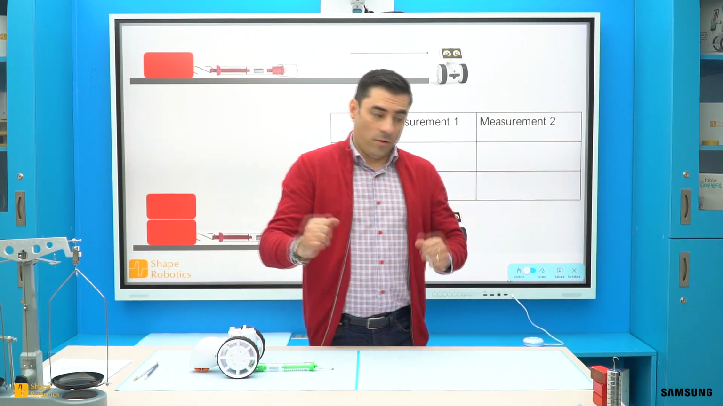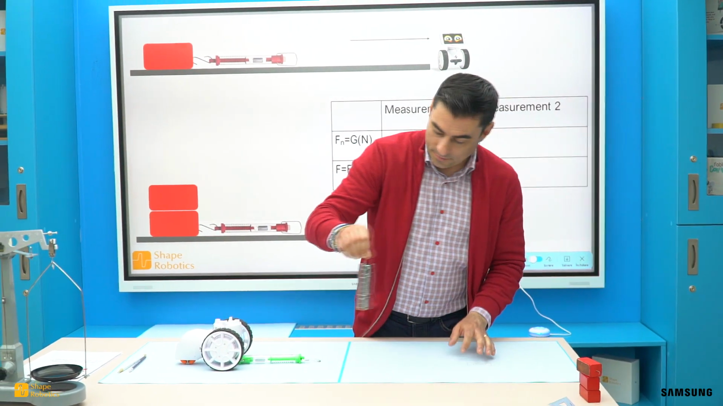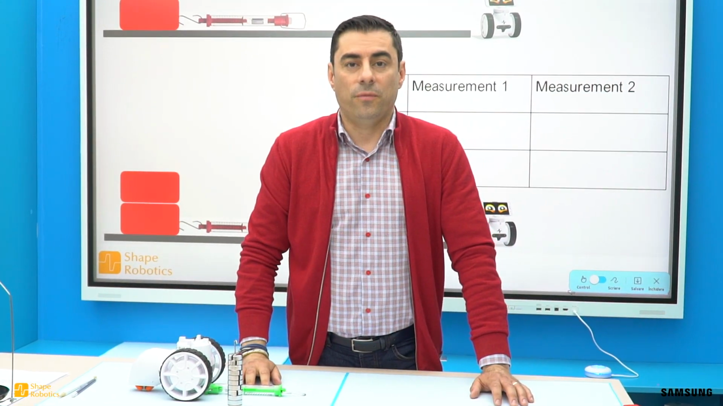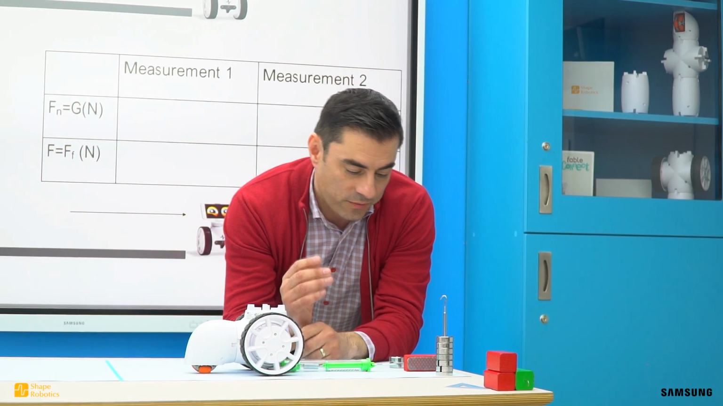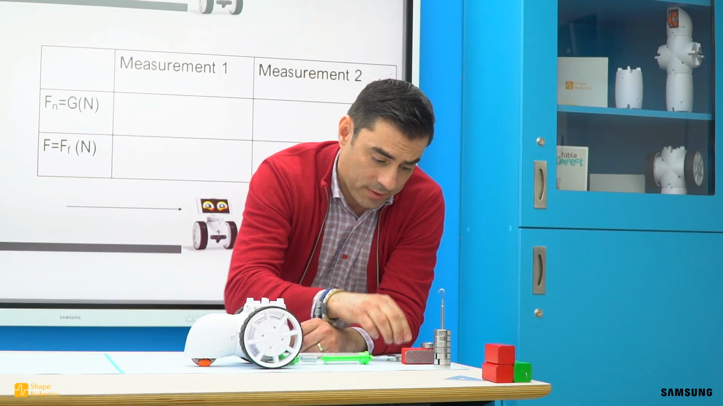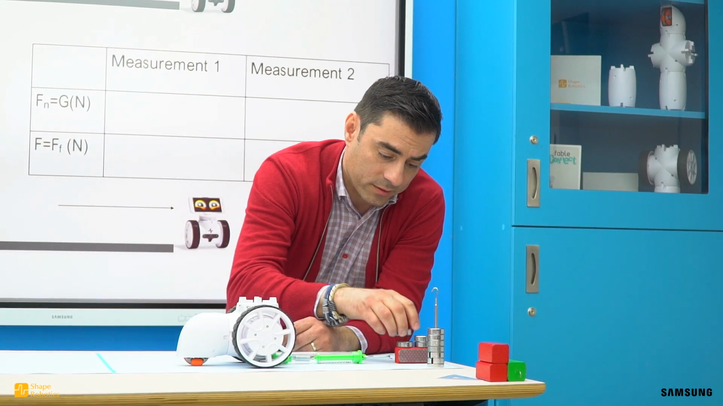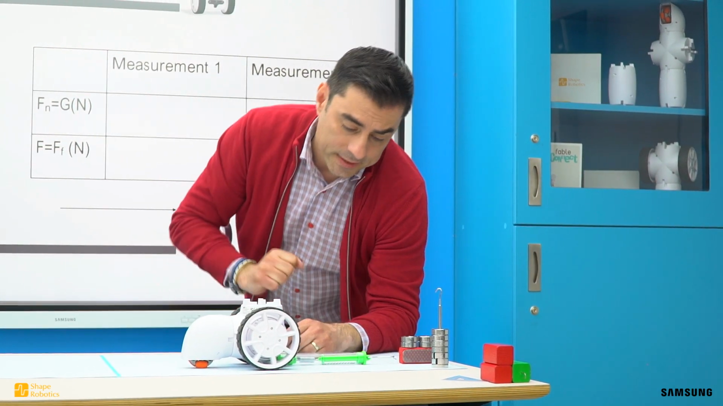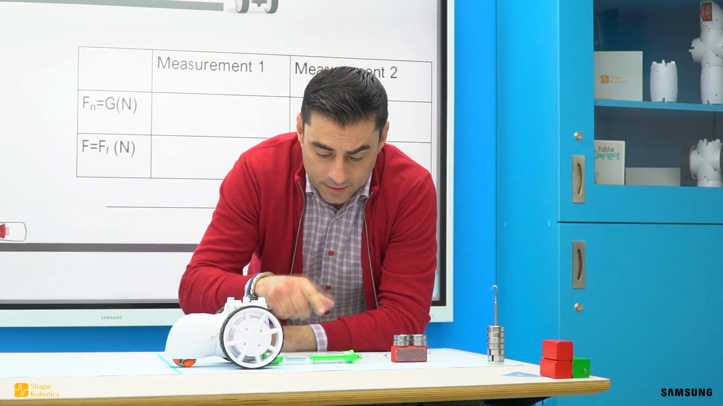And now let's move on and see how mass can affect the frictional force. For this experiment, we will use 4 metal rings. Each ring weighs 50 grams. I will use 4 of them, that means 200 grams. Let's start the experiment. And take a look now at the dynamometer.